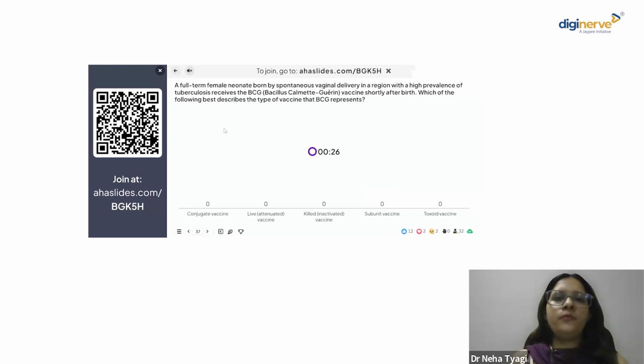Question is, a full-term female neonate born by spontaneous vaginal delivery in a region with a high prevalence of tuberculosis received the BCG vaccine shortly after birth. Which of the following best describes the type of vaccine that BCG represents?